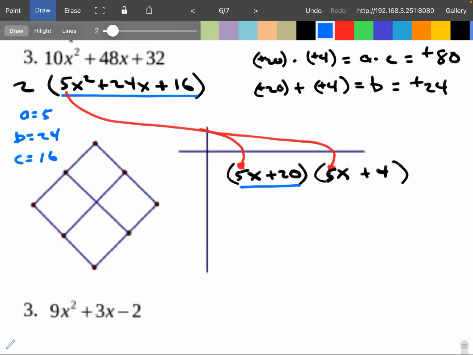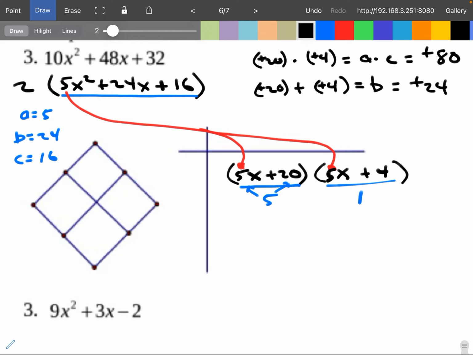But remember, when you use this method, you have to divide each of these by their greatest common factor. So what's the greatest common factor for 5 and 20? We need the largest number that divides evenly into 5 and 20. That's 5. So we have to divide this one by 5. On this one, it's going to stay the same because the greatest common factor for 5 and 4 is 1. That's going to stay as 5x plus 4.